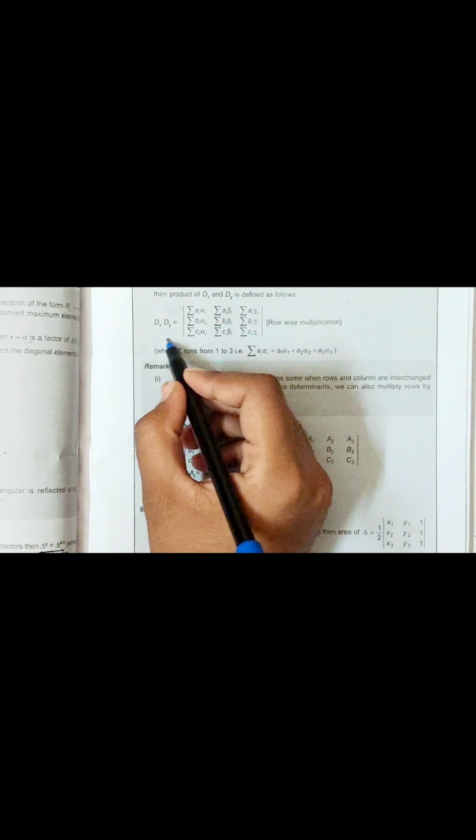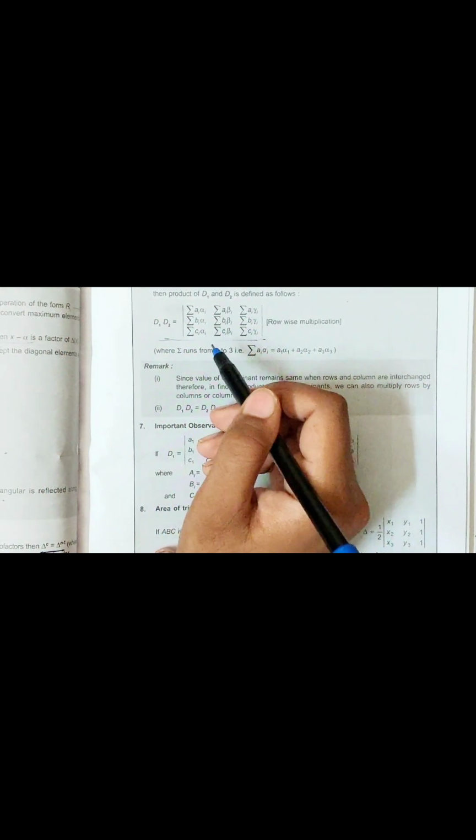Now we are studying the product of two determinants. Suppose this is the first determinant, this is the second determinant. Then the product of d1 and d2 is found by using this formula. You just have to multiply the same way I told you in the matrix chapter. It's the same, nothing different. I already told you how to multiply these. You are doing row-wise multiplication. Just go through that revision video.